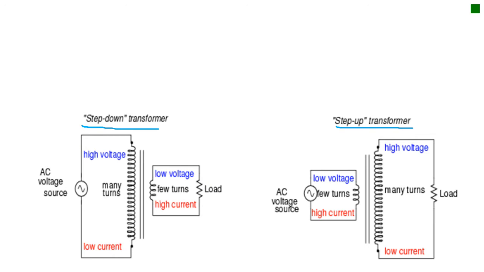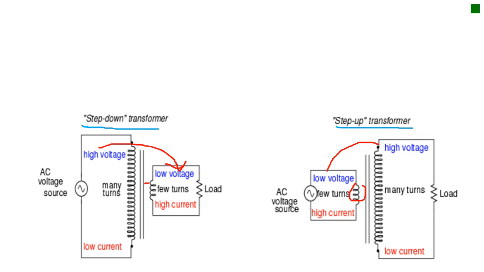A step-down transformer just means you're going from a high voltage to a low voltage. That's pretty intuitive. It also means that you're going from one side of the transformer where you have many coils and many turns to the other side where you have few turns. Likewise, a step-up transformer is low to high voltage, and you go from an area with few turns to an area of the transformer with many turns.